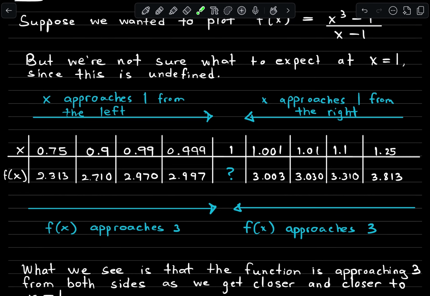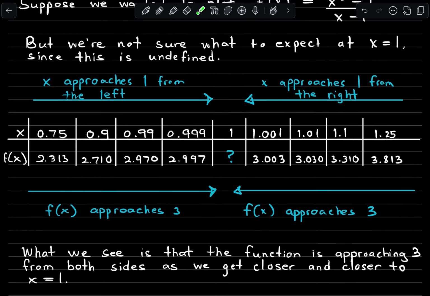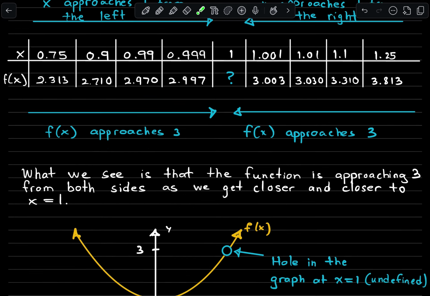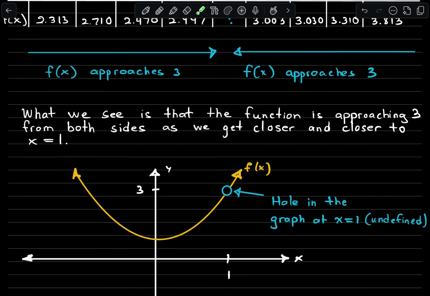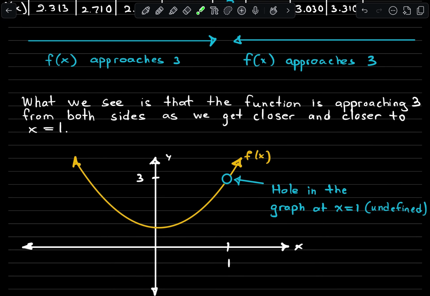Okay. And now let's take a look at how that's going to look graphically. So we've got our x-axis here, our y-axis here. I've got my function f of x in yellow. And I'm going to have a hole in the graph at x equals 1. It's undefined, right? We cannot divide by 0. However, as my x values are coming in from the left, they're getting closer and closer to 1, f of x, or y, is approaching 3.